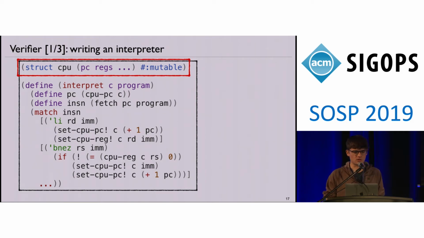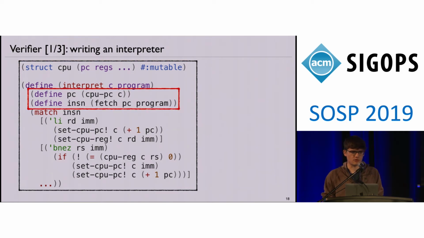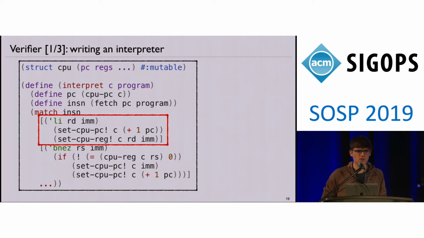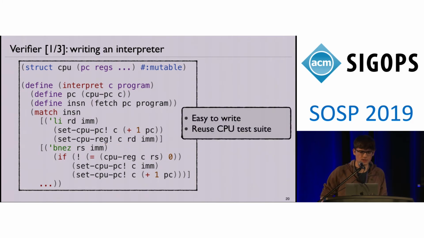To interpret an instruction, it obtains the current program counter of the system, fetches the instruction at the program counter, and then looks at what type of instruction it is so it can correctly implement the instruction semantics. And this has the advantage that this type of verifiers are easy to write because developers are used to writing interpreters like this. And secondly, it allows us to reuse existing CPU test suites, such as the RISC-V standard tests, to improve our confidence that the verifier is correct.